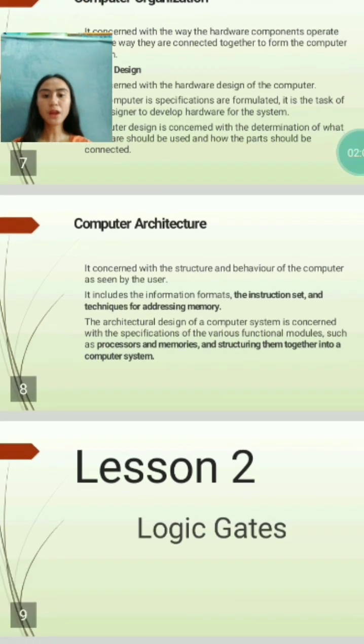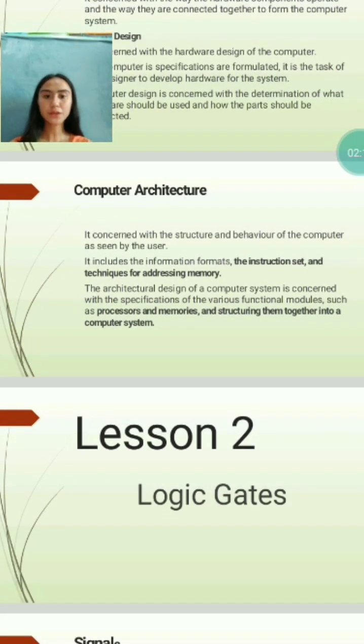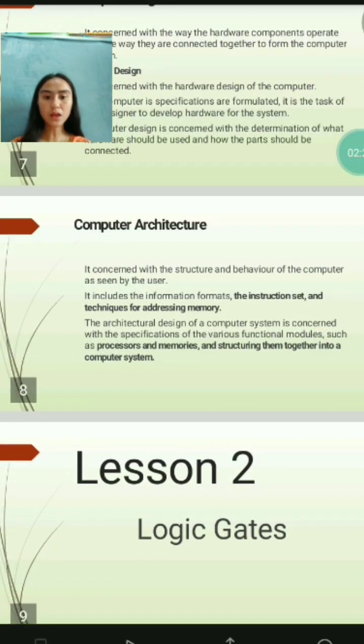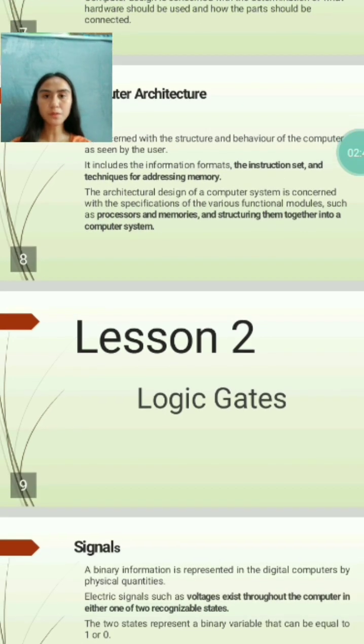And computer architecture is concerned with the structure and behavior of the computer as seen by the user. It includes the information formats, the instruction set, and the techniques for addressing memory. The architectural design of a computer system is concerned with the specifications of the various functional modules, such as processors and memories, and structuring them together into a computer system.